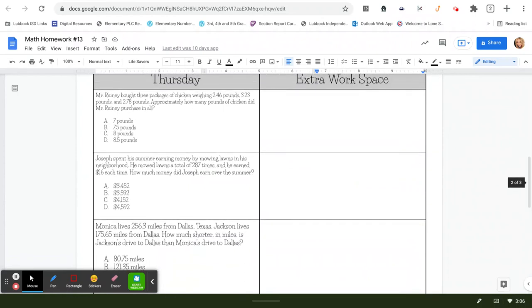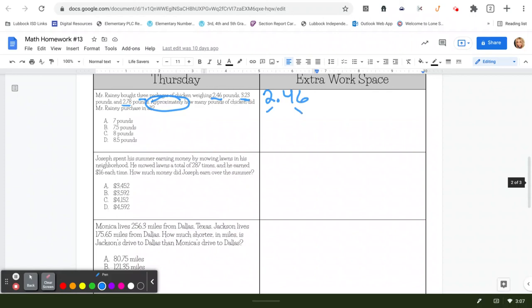Okay, Thursday. Here we go. Mr. Rainey bought 3 packages of chicken weighing 2 4/6 pounds, 3 2/3 pounds, and 2 7/8 pounds. Approximately how many pounds of chicken did Mr. Rainey purchase in all? We are estimating, folks. We haven't practiced in a while because y'all got so good at it.